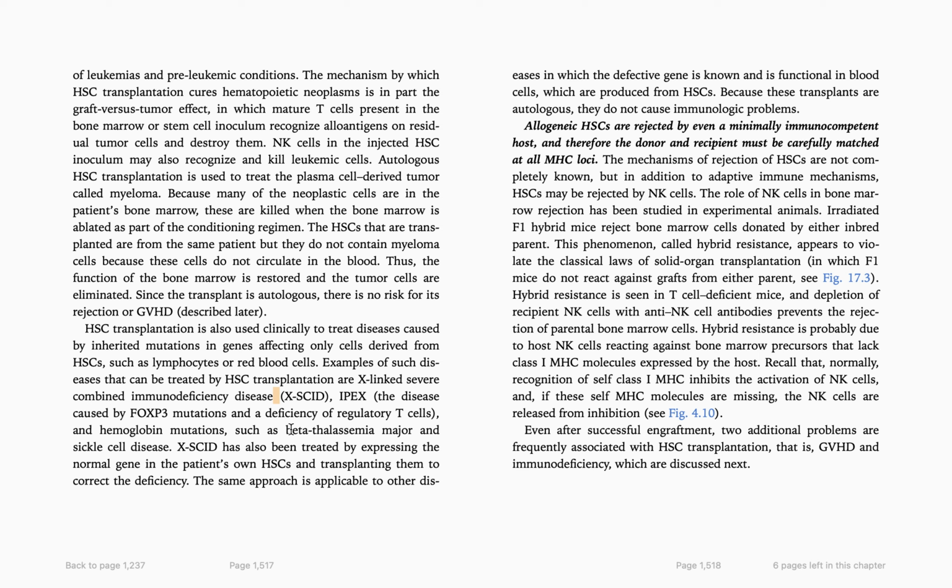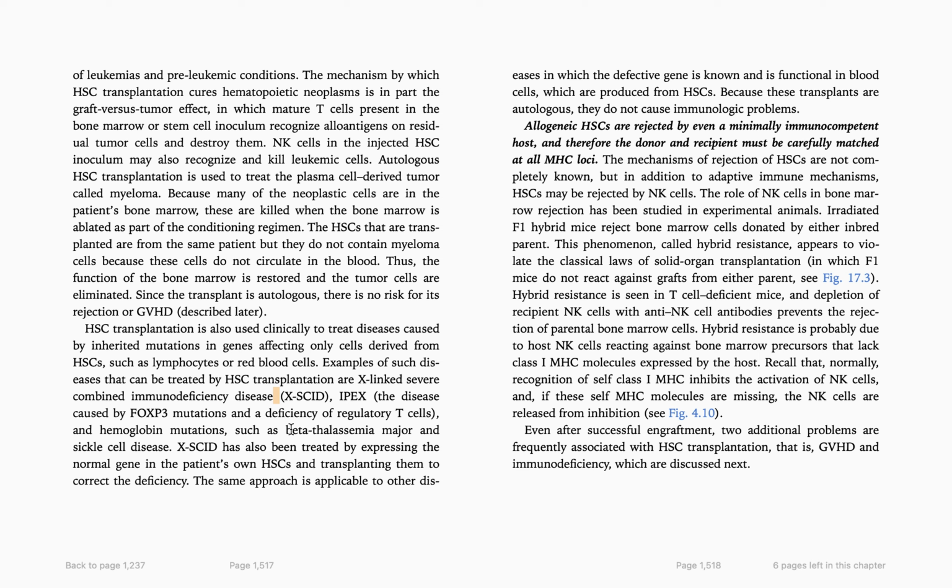Allogeneic hematopoietic stem cells are rejected by even minimally immunocompetent hosts, and therefore the donor and recipient must be carefully matched at all MHC loci. The mechanisms of rejection of hematopoietic stem cells are not completely known, but in addition to adaptive immune mechanisms, hematopoietic stem cells may be rejected by natural killer cells. The role of natural killer cells in bone marrow rejection has been studied in experimental animals.